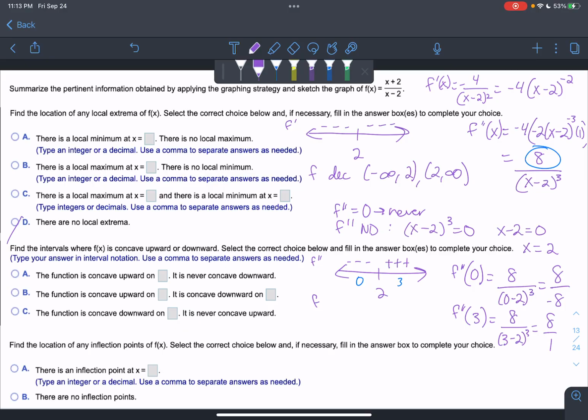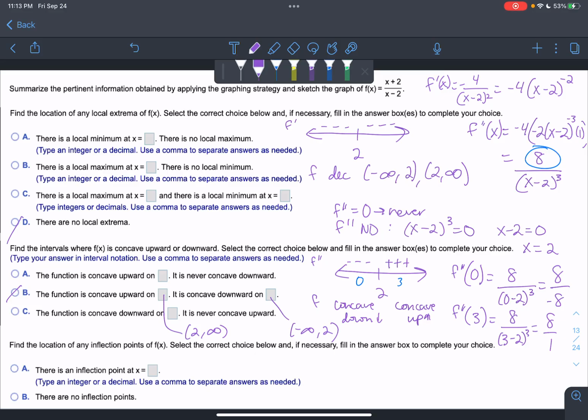So notice that this means that f is concave down, right? Because we're talking about concavity here. Concave down here, and then it switches to concave up after 2. Okay, and so we'll go with B because it takes on both types. It's concave upward from 2 to infinity, and concave downward on negative infinity to 2.